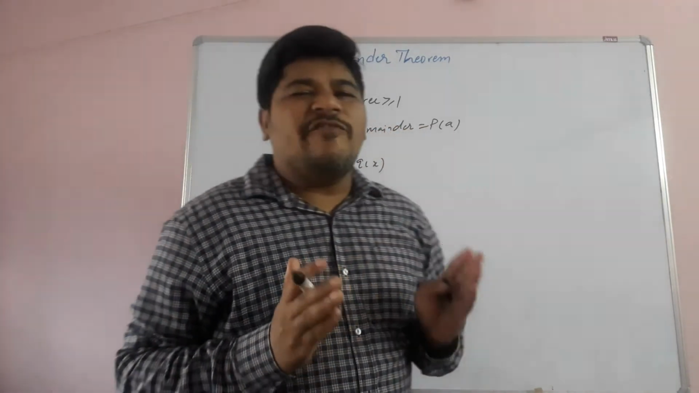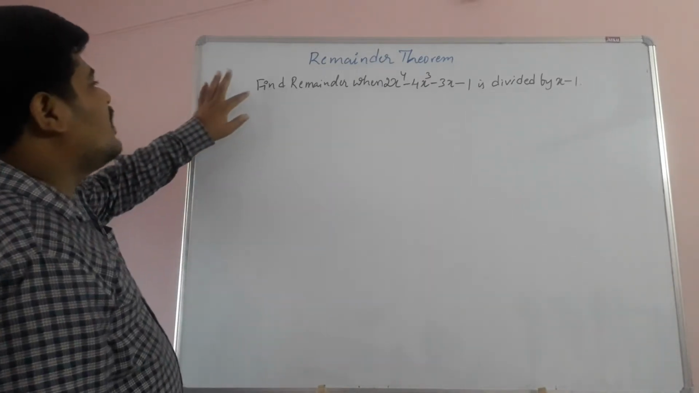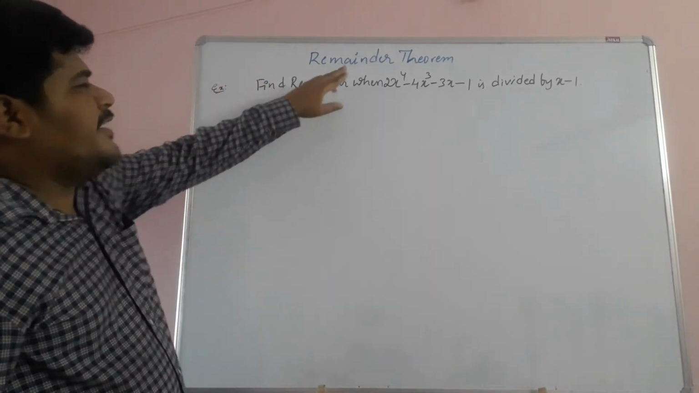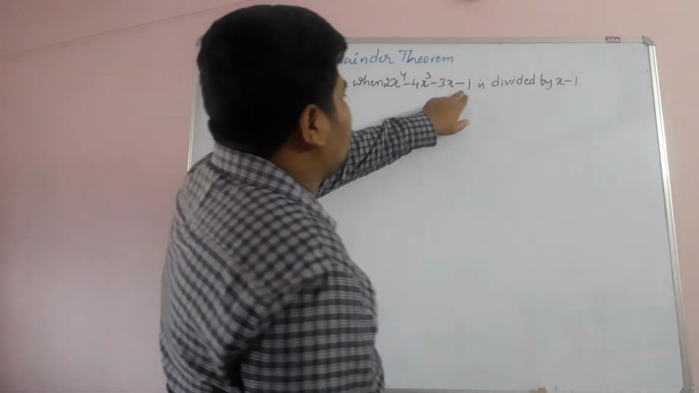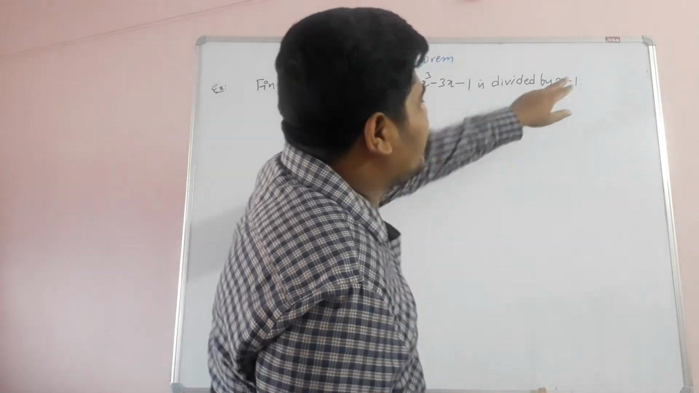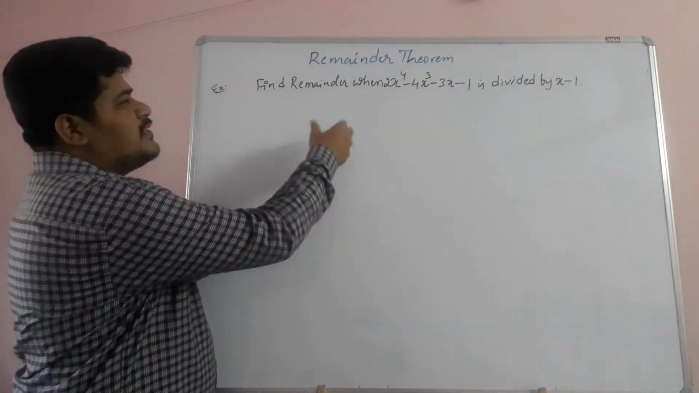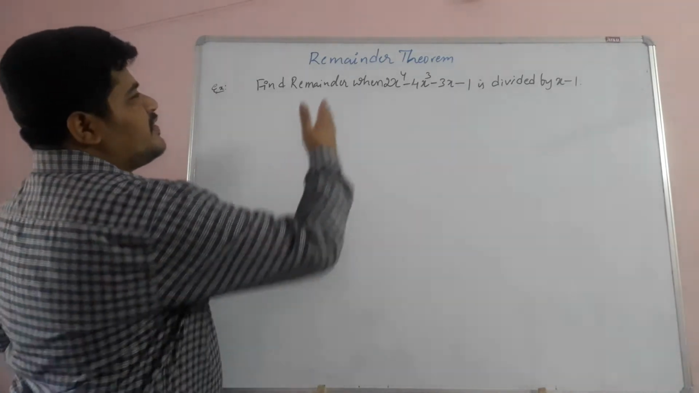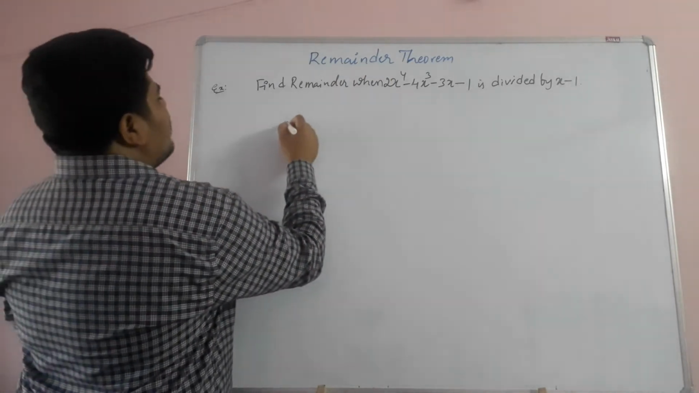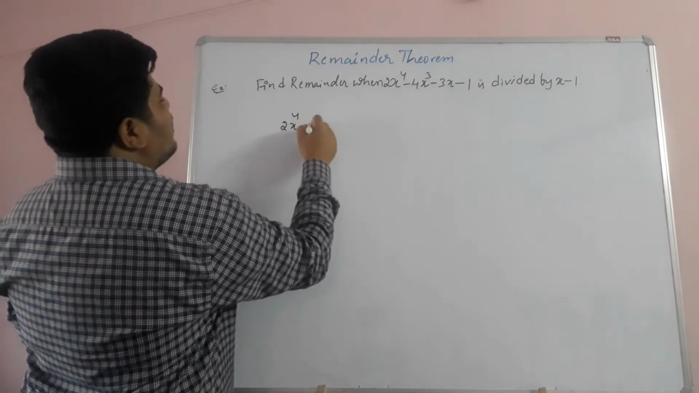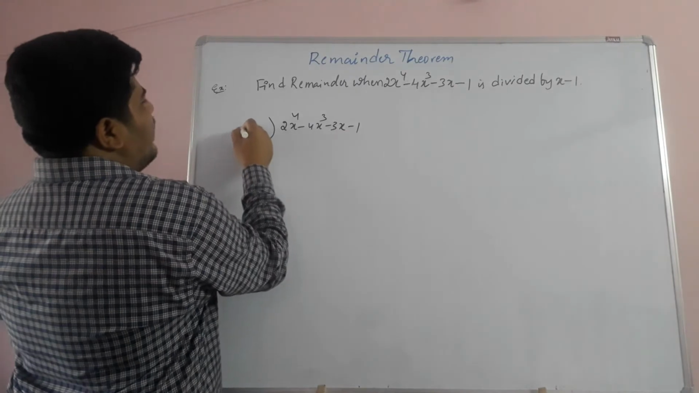So children, I will give you one example for this. Now let's see the example. Find the remainder when 2x to the power of 4 minus 4x cube minus 3x minus 1 is divided by x minus 1. Okay, so students, first I will show you with the division method, and afterwards I will show with the remainder theorem. So first we need to divide 2x power 4 minus 4x cube minus 3x minus 1 by x minus 1.